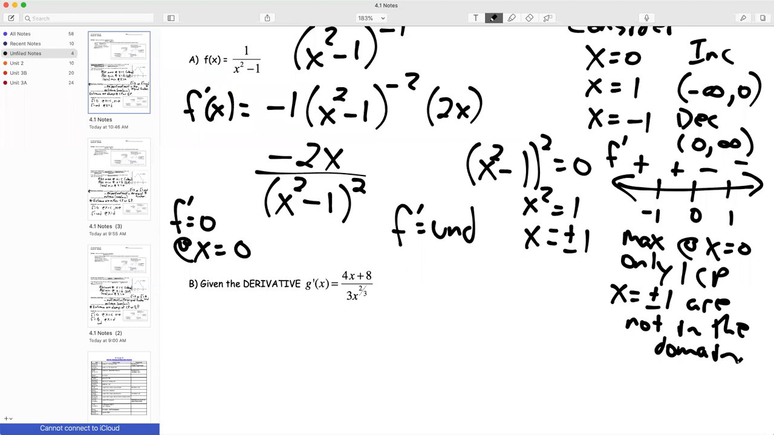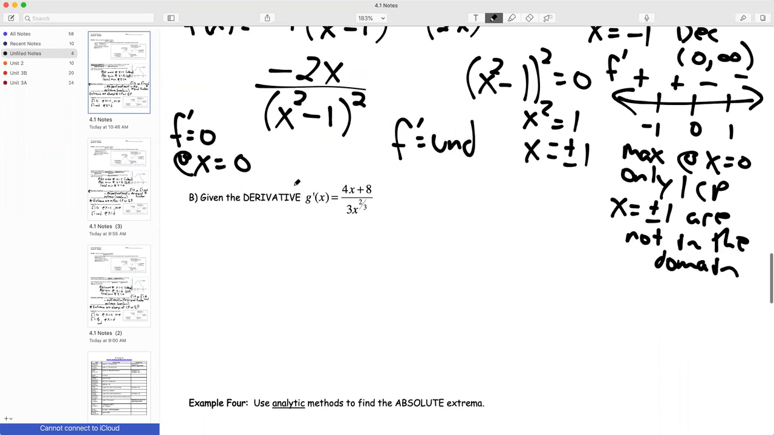All right, I think I'm going to do one more and then stop there for the day. All right, so in this one, they give me the derivative. Thank you very much. I can skip the first step, right? So they give me the derivative g prime of x. So again, once you have the derivative, we're going to analyze it for when the derivative is equal to 0 or undefined. Do a sign chart to check the increasing or decreasing, and use that to find the critical points and the potential extrema.